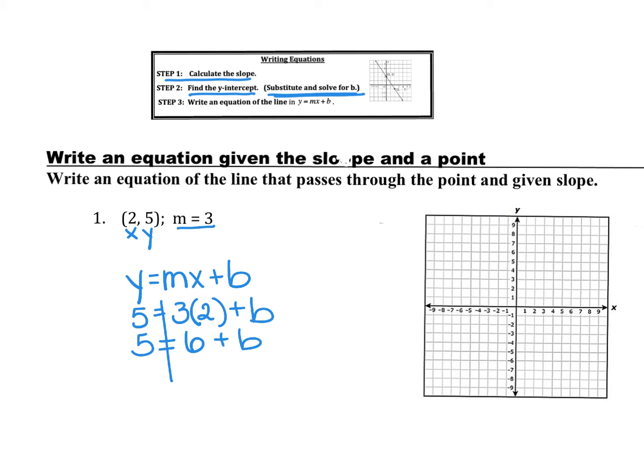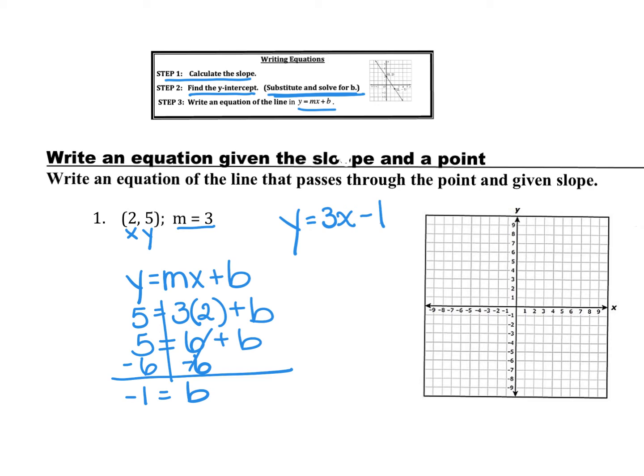All right, so we want to get b all by itself. So I'll be subtracting the 6, and -1 is equal to b. And now that I have the slope and the y-intercept, I can write this back into y is equal to mx plus b. y is equal to our slope, which we know is 3, and then I have a y-intercept of -1.